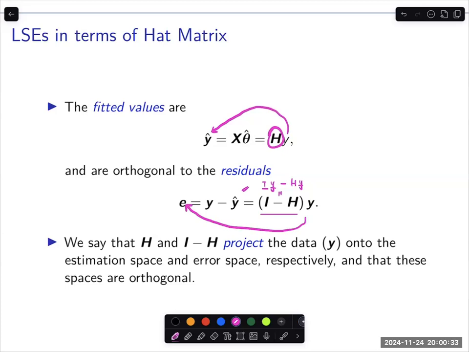So basically, if your data is living in the estimated space, then Hy is going to project your original data into the estimated space, and I minus H is going to project the data into the error space.